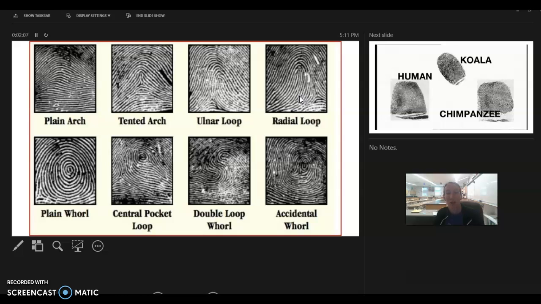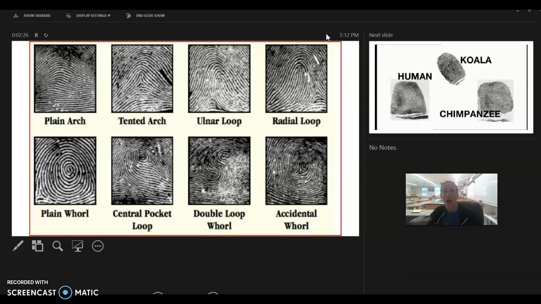So your fingerprints can only belong to you. Nobody else in the world can have them. It's impossible. And when you think of crime scenes, if one fingerprint is left at a crime scene, can they match it back to a single person? Absolutely. Every single fingerprint could be used to ID directly back to you.